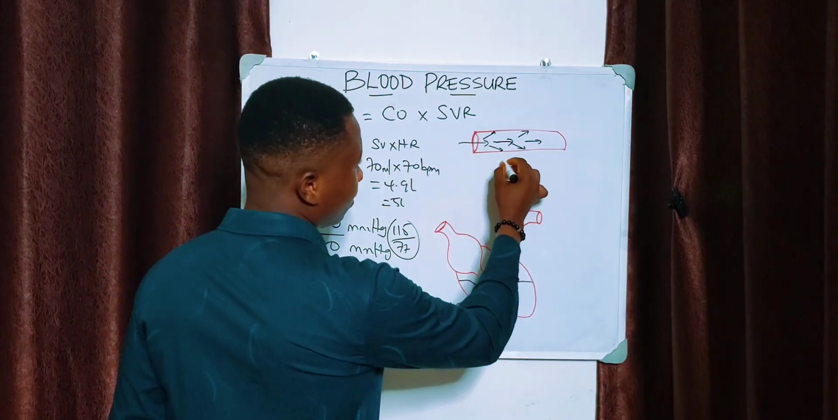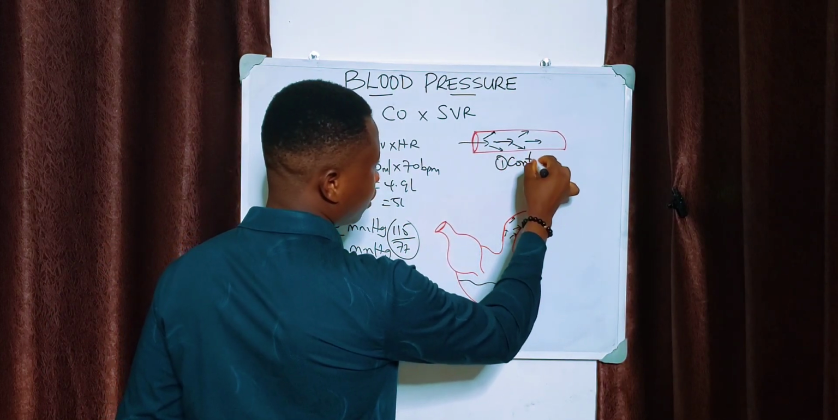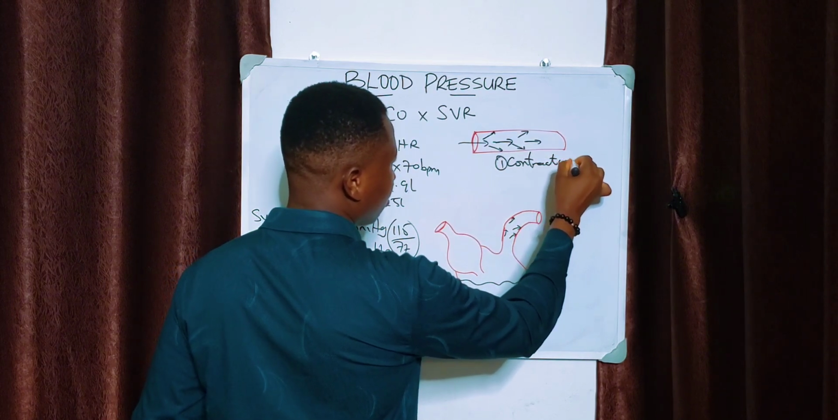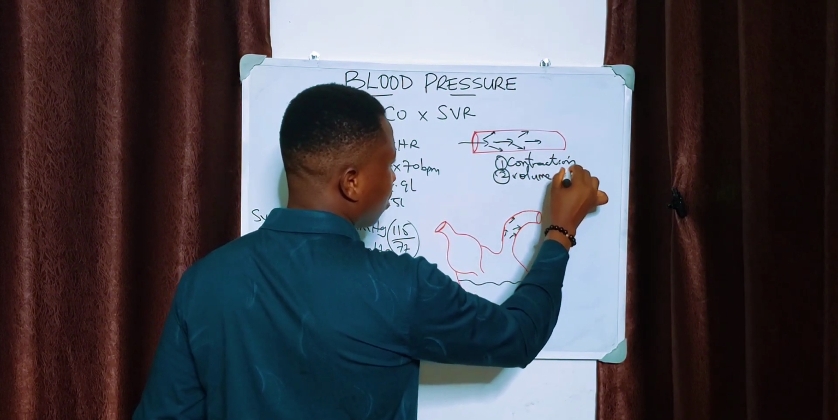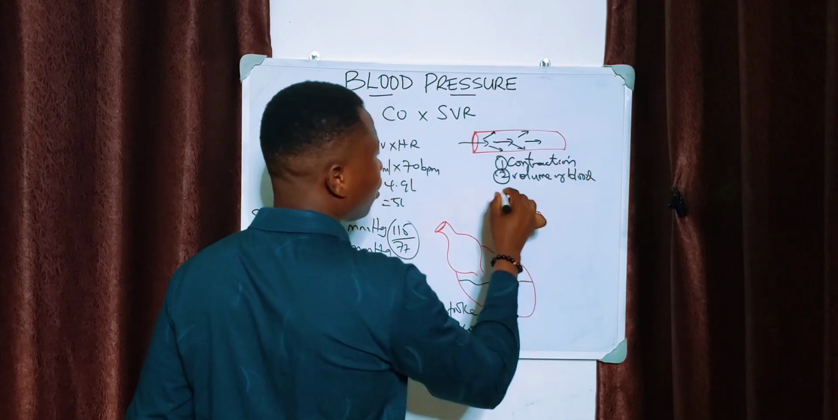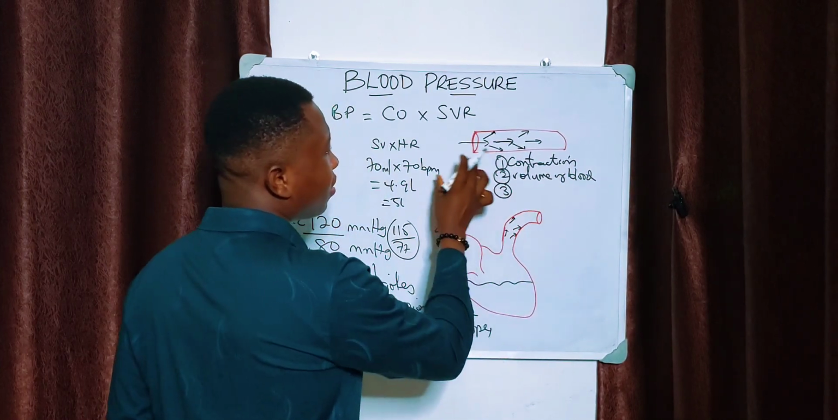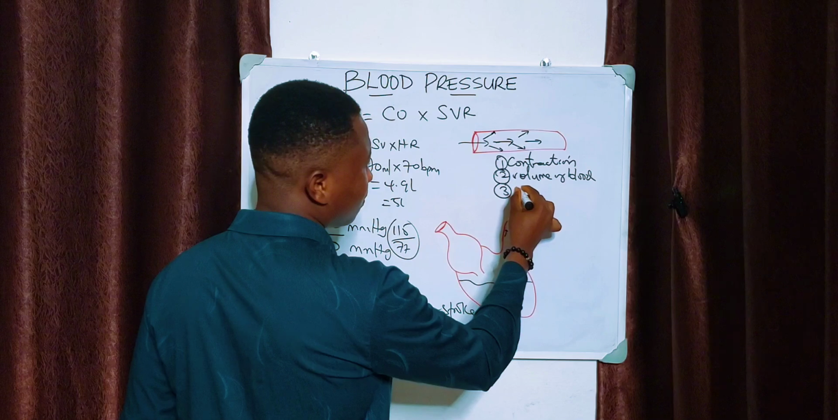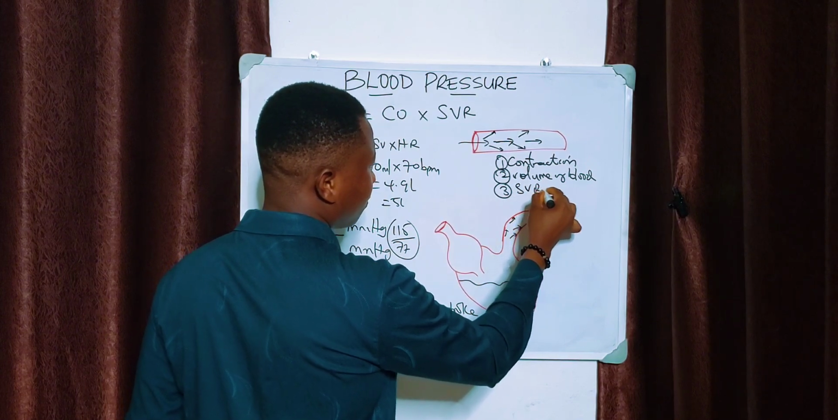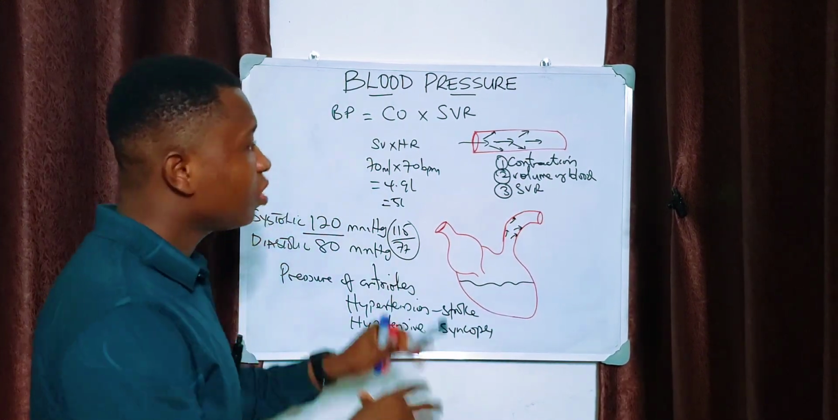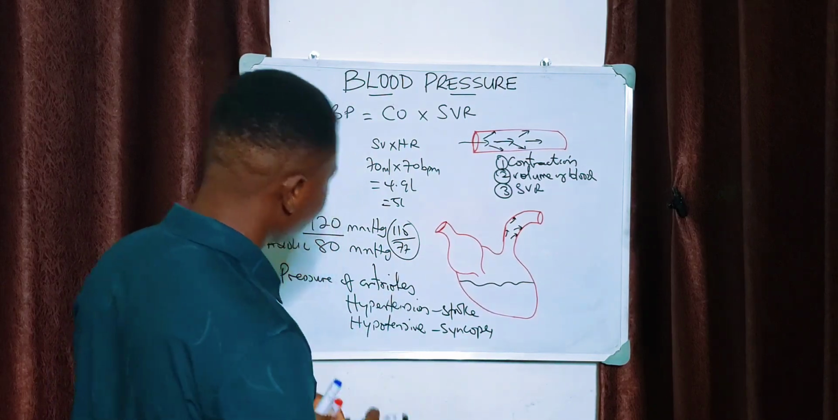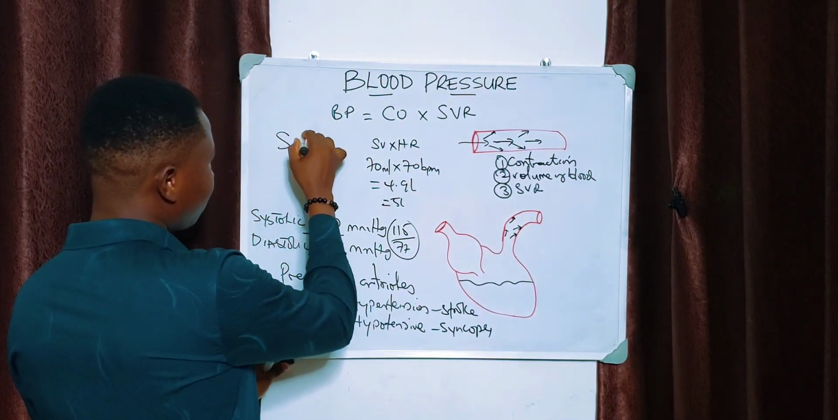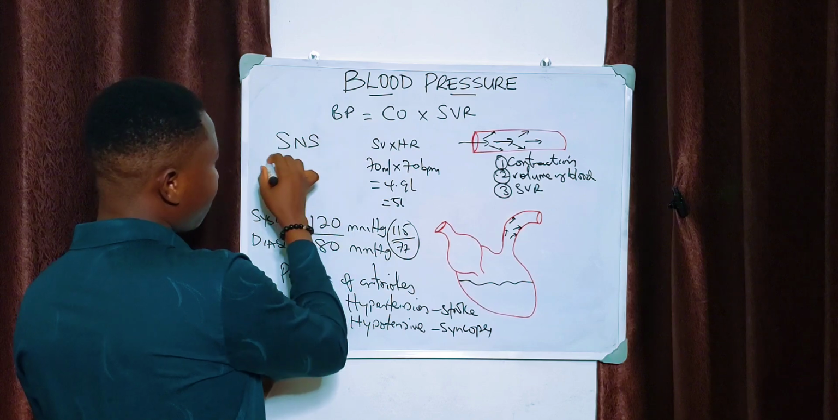Let me state them here. Contraction. It also affects the volume of blood. It also affects the systemic vascular resistance, and all this process is controlled by the sympathetic nervous system and the parasympathetic nervous system.